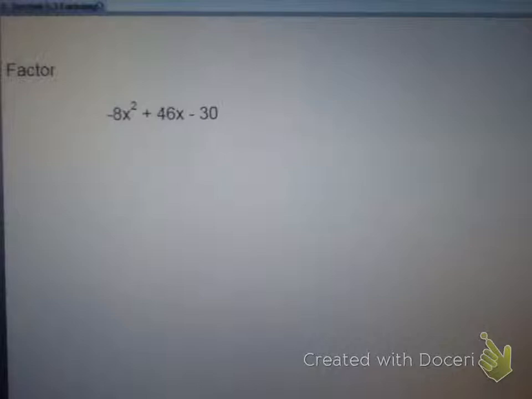Let's look at this one. Negative 8x squared plus 46x minus 30. First, I'm always going to ask myself, do I have a GCF? You always want to factor out a greatest common factor if you can. And there is a common factor that goes into 8, 46, and 30. 2. But because the first term's a negative, I have to factor out a negative 2.